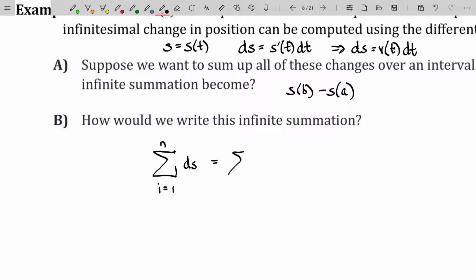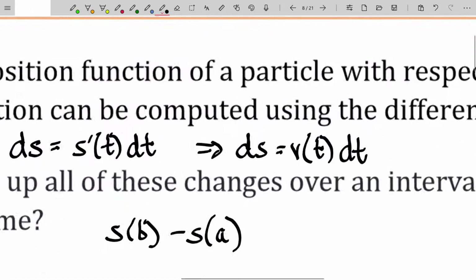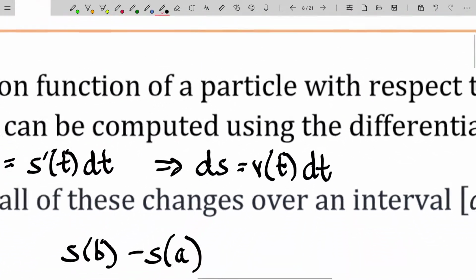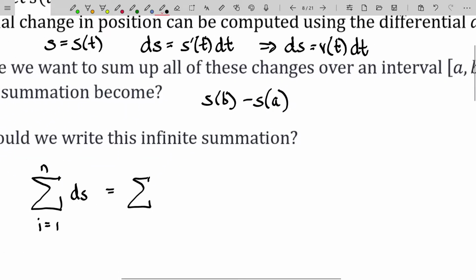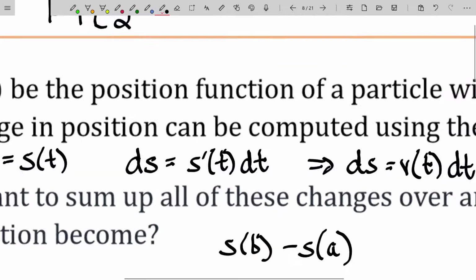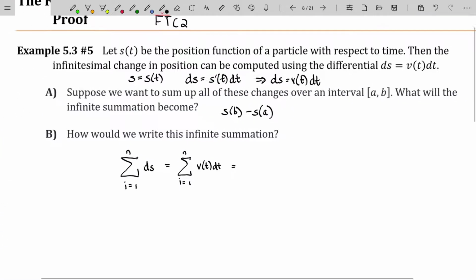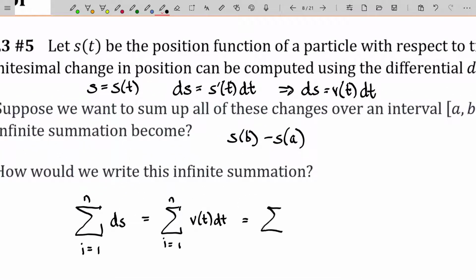But we know what ds equals. We have it written up above right here in black ink. ds is equal to v of t dt. So this is just going to be the sum, i equals 1 to n, of v of t dt. But really, v of t is s prime of t. Velocity is just the derivative of position. So we could say that's the sum, i equals 1 to n, of s prime of t dt.